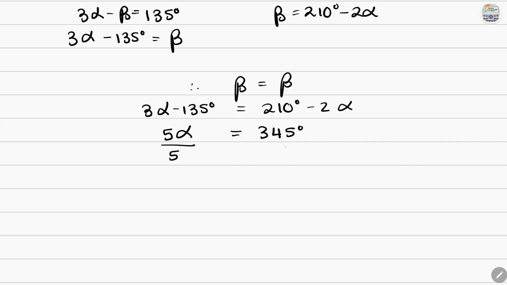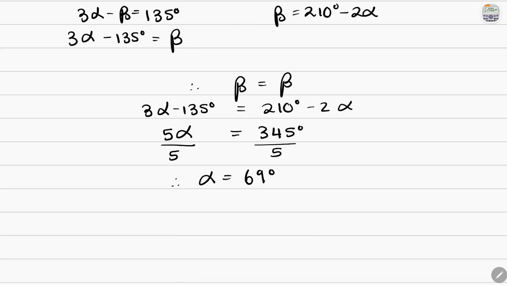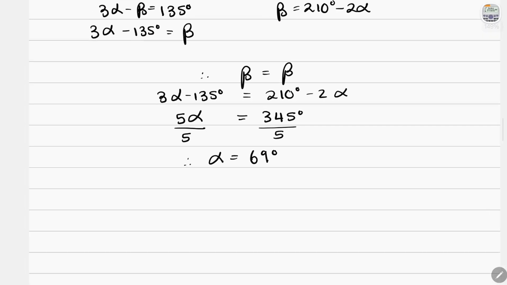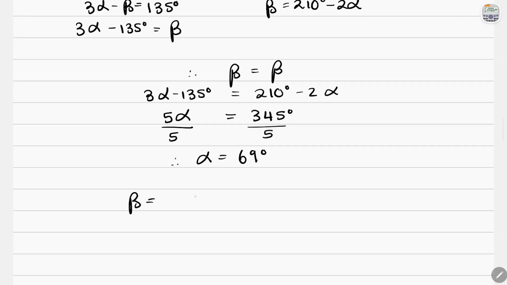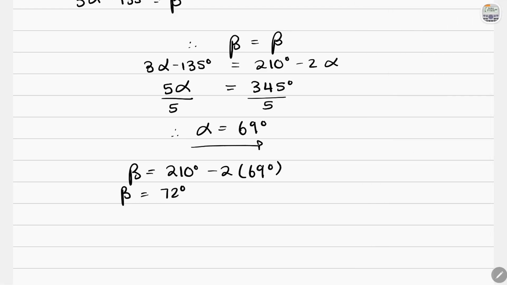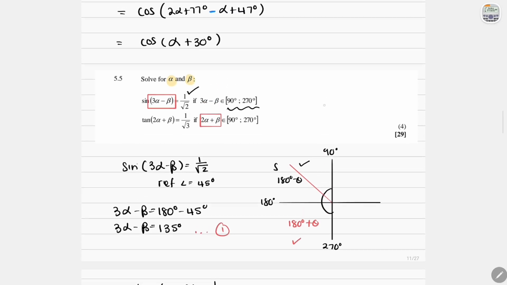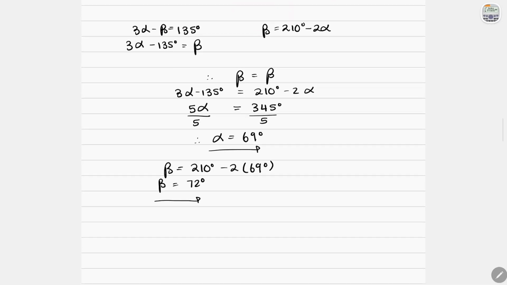Then divide both sides by 5. Therefore, alpha is equal to 345 divided by 5, which gives 69 degrees. There we go, we've solved for alpha. Now we have to find beta. Beta is equal to 210 degrees minus 2 times alpha, so 69 degrees. And beta is equal to 72 degrees. And that is our answer: alpha is equal to 69 degrees, while beta is equal to 72 degrees. And that is it for question 5.